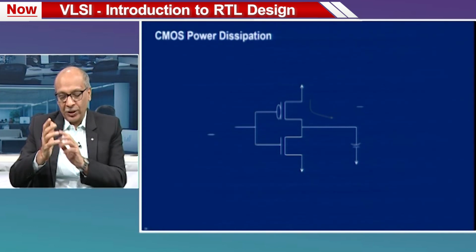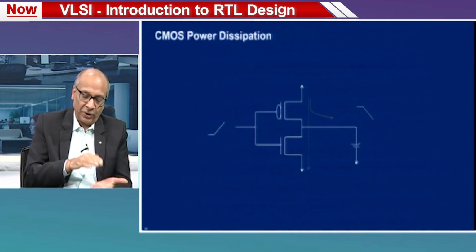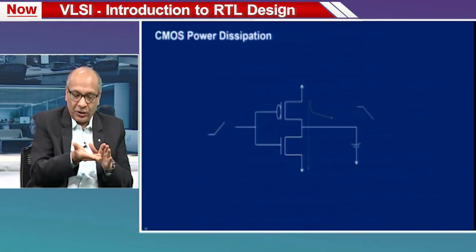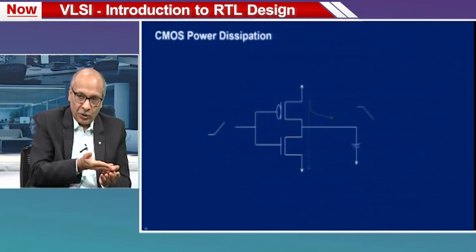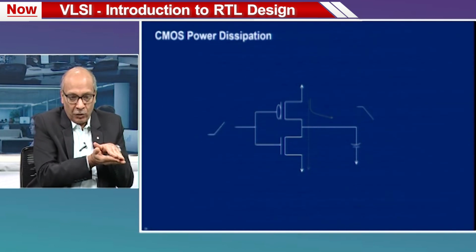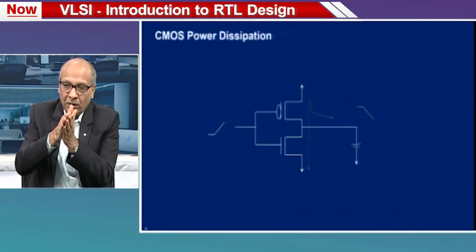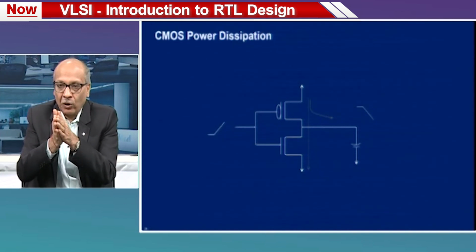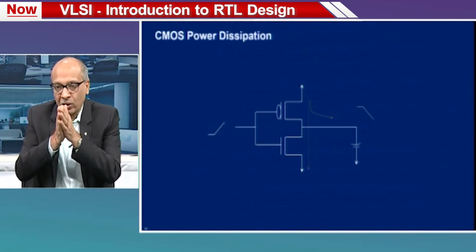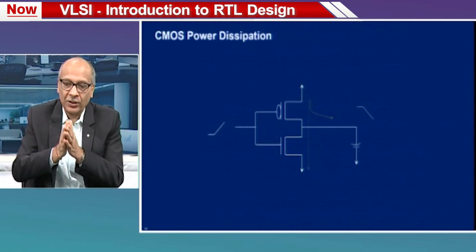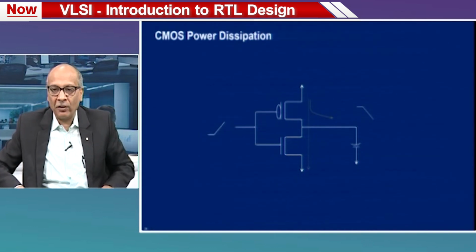Now, the input is changing, going gradually to 1. In digital circuits we think of 0 and 1, but actually the signals change using a ramp, they do not change abruptly. So, the signal is going from 0 to 1. When the signal is going from 0 to 1, the PMOS transistor is turning off and the NMOS transistor is turning on. In between, for a small duration, both these transistors are slightly on, not fully on, not fully off, but slightly on.